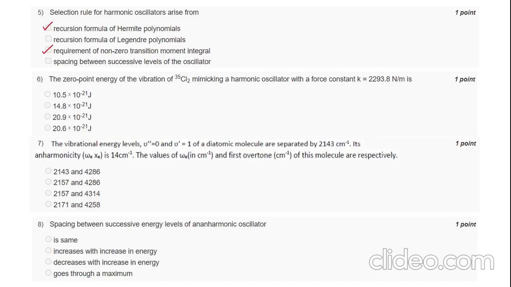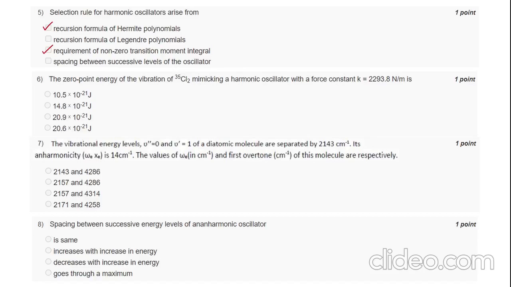Okay. Now what about the fourth one? The spacing between the successive levels of the oscillator. That doesn't really matter, right? So, the selection rule depends on these two factors. Okay, now let us see question number 6.